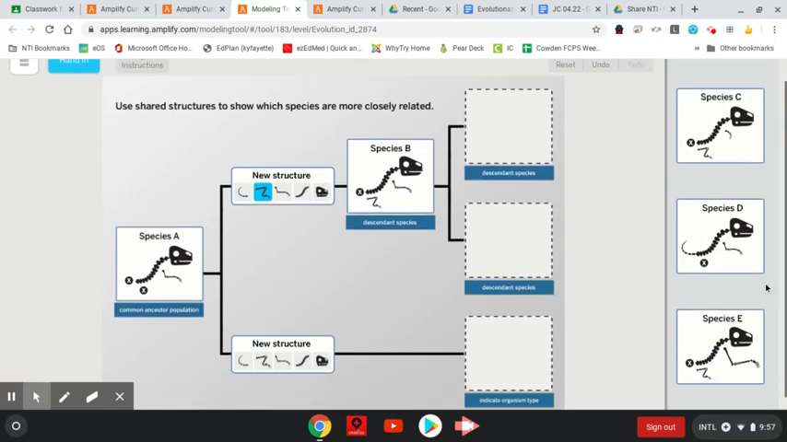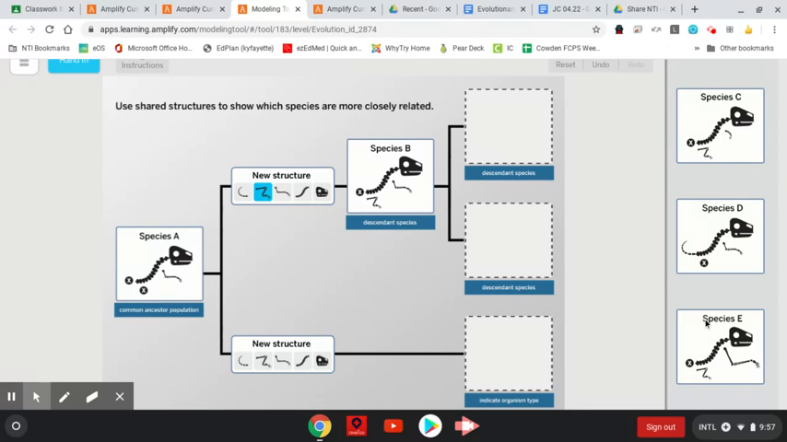We have three options over here. Species C, which has back legs and no tail. Species D, which has a tail but no back legs. Species E, which also has back legs and has no tail. But if you notice, it has longer little arms.